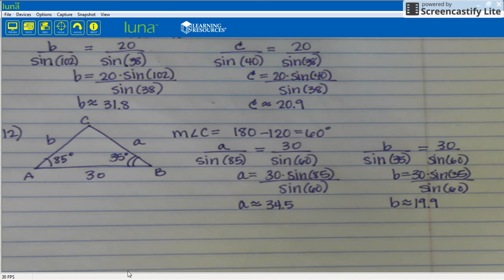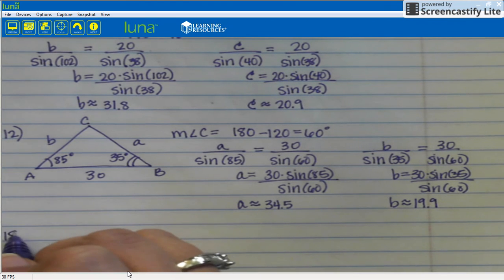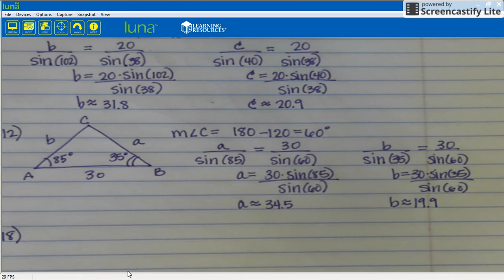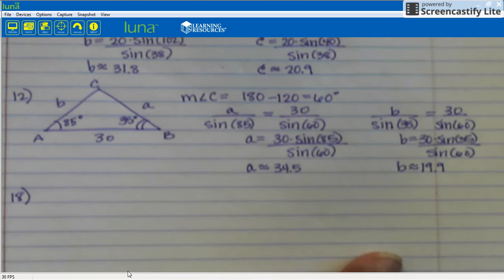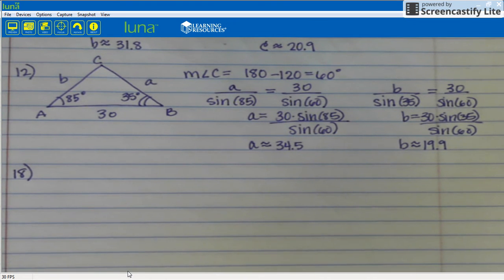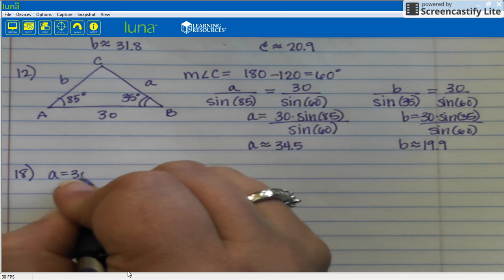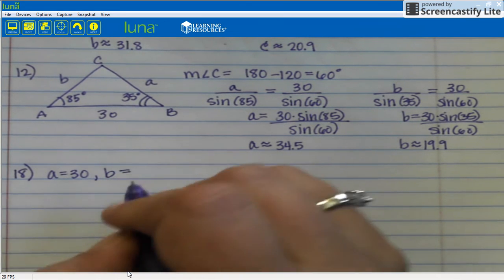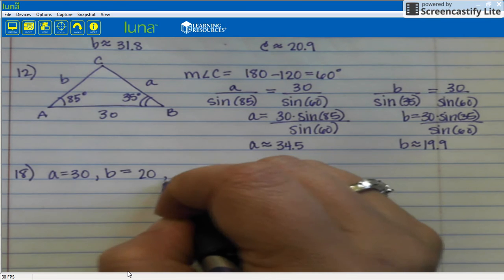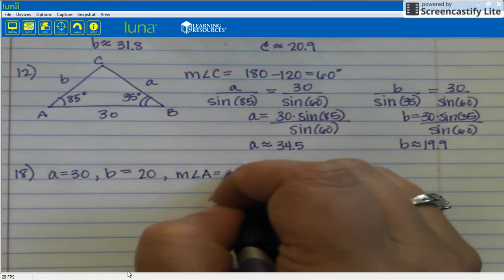In number 18, you are determining how many triangles, and it says to solve the triangle, but I'm not going to have you do that. If you can just tell me how many triangles, that's great. So in 18, we're given that a is 30, b is 20, and the measure of angle A is 50 degrees.